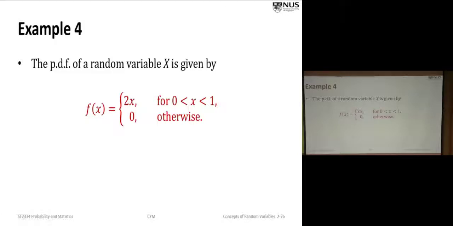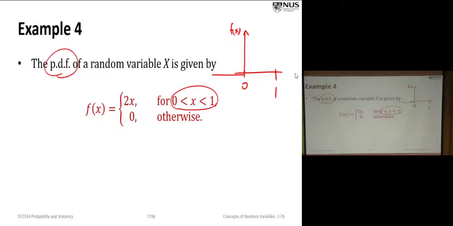Example 4. Now the distribution is a continuous distribution because we are talking about x between 0 and 1. And the density function is given by a formula, which is 2x. And beyond that, it is 0. All right? So basically, it represents something like this. So the PDF, f(x), is 0 here, but then it is a slope here. So this represents y equals 2x.